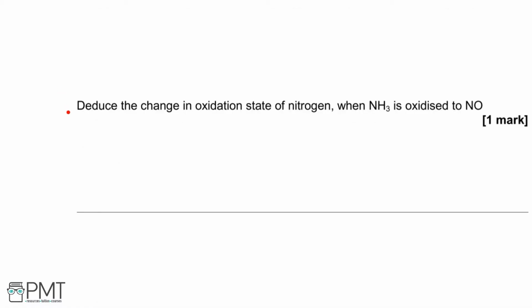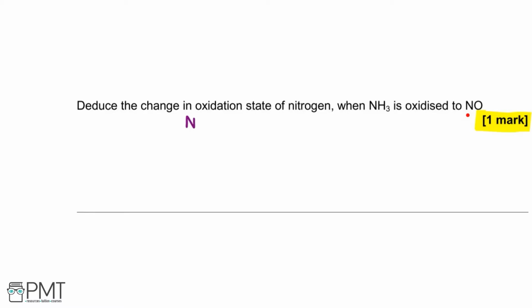Deduce the change in oxidation state of nitrogen when ammonia is oxidized to nitrogen monoxide. This question is worth 1 mark, so we can expect to only get the 1 mark for stating the change and no marks for anything else. So in order to work out the change in the oxidation state, we're going to need to work out the oxidation state in ammonia and the oxidation state in nitrogen monoxide. So we'll start with ammonia.